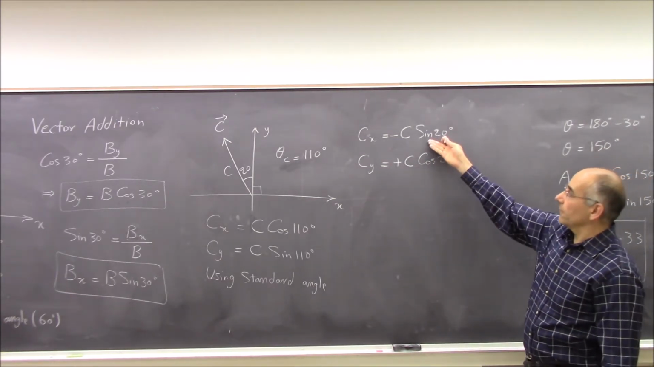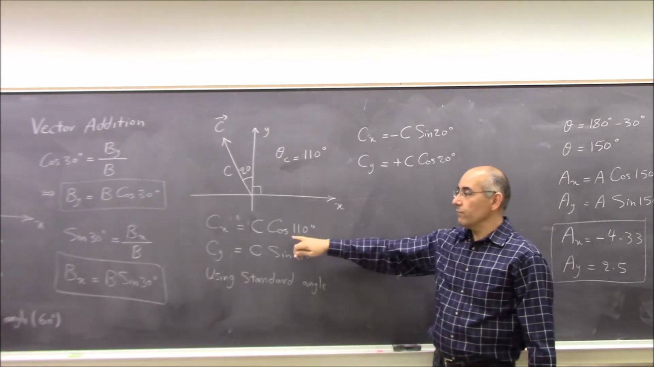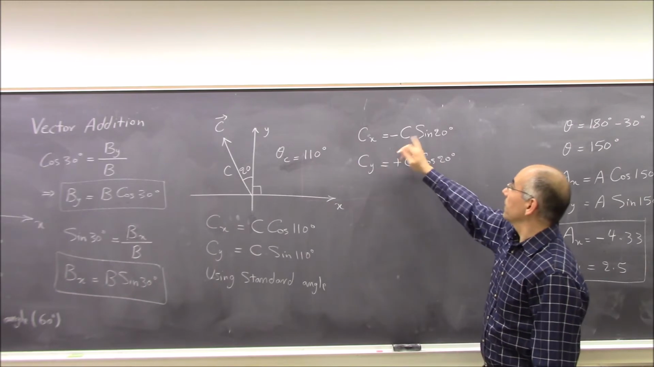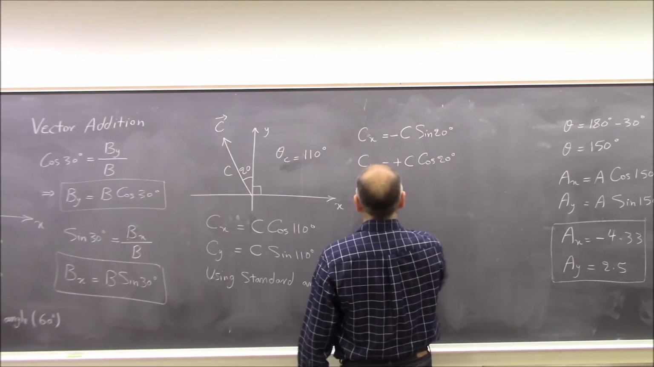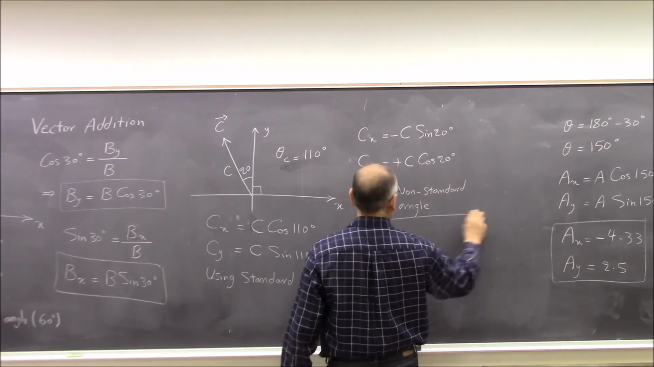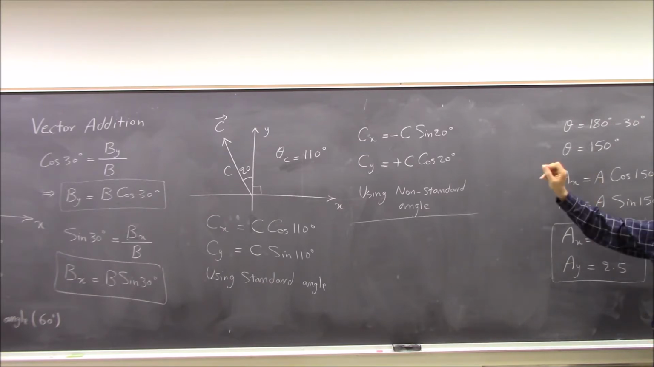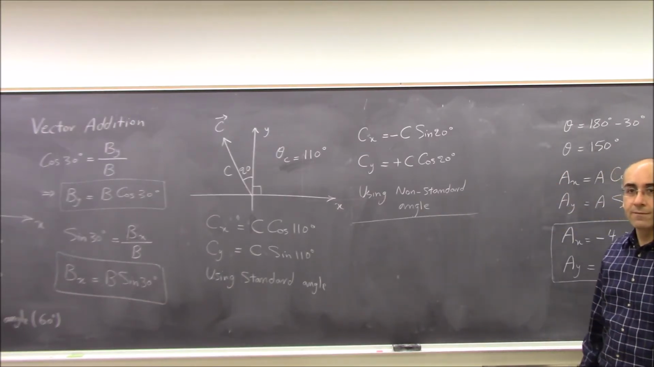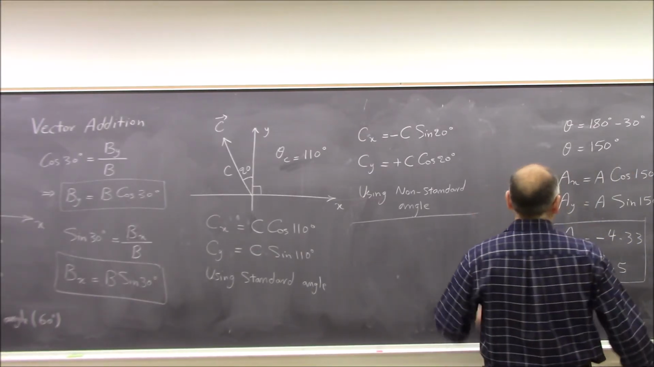If you calculate cosine of 110 and calculate negative sine 20, they are the same numbers. This is using a non-standard angle. For a non-standard angle, if the component is adjacent, use cosine. If not adjacent, use sine, but insert a negative sign if that component is negative, meaning it points in the opposite direction of the axis.